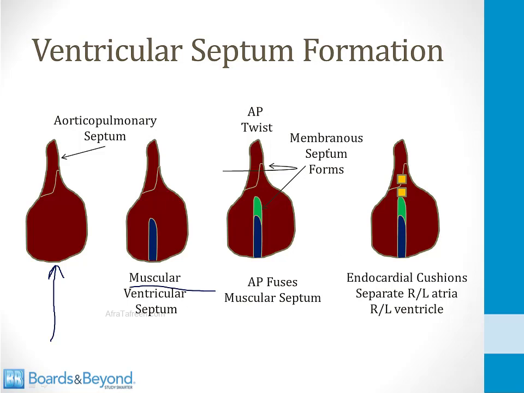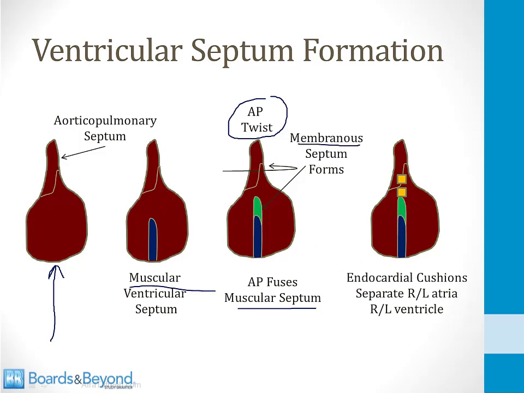Next, what happens is that the membranous septum forms. The way this happens is the aorticopulmonary septum begins to twist. You may know that the pulmonary artery and aorta twist around each other. So this happens in the embryo. The aorticopulmonary septum twists, and then it fuses with the muscular septum and forms this green portion of the interventricular septum called the membranous septum.